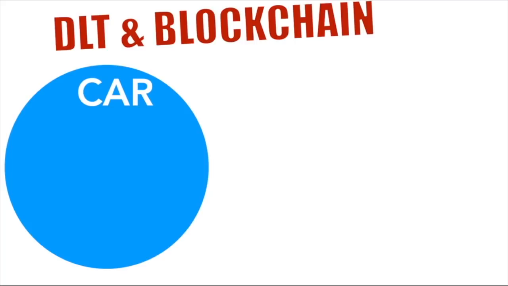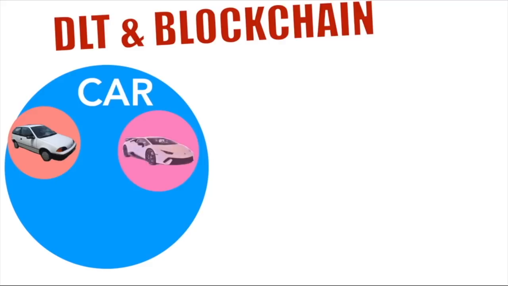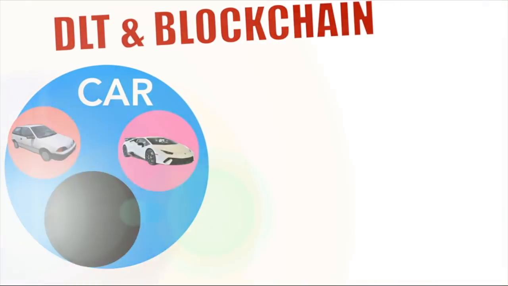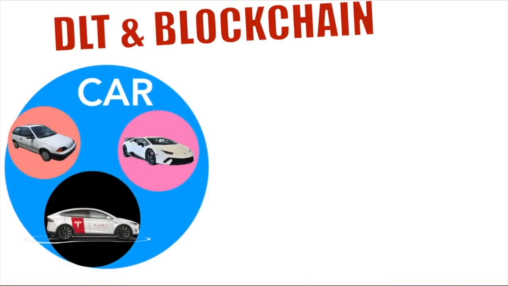DLT is blockchain, blockchain is DLT, but to break it down into simple terms, these are cars. Here's a car. Here also is a car. And this is also a car. We can all agree they're all cars. Some are a little bit more expensive than others. Some a little bit faster. Some run on gas. Some run on electricity. Some look pretty flashy, and some are not. But they are all cars.